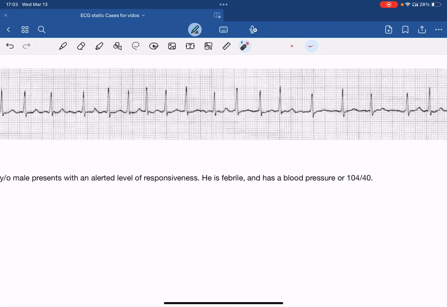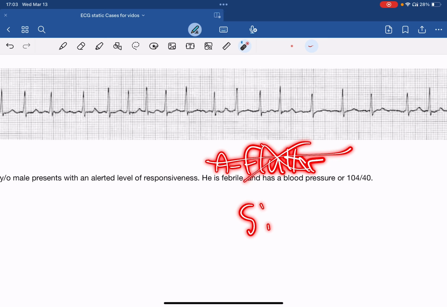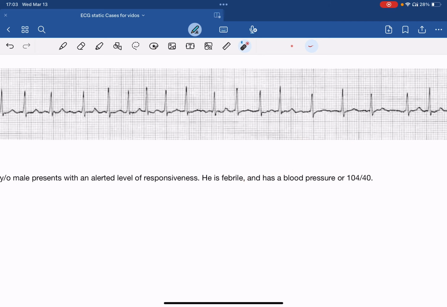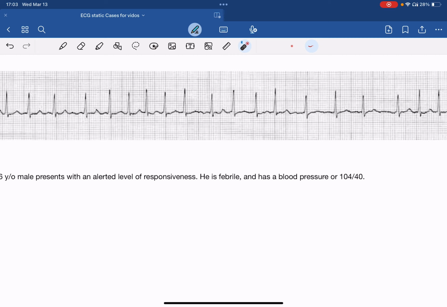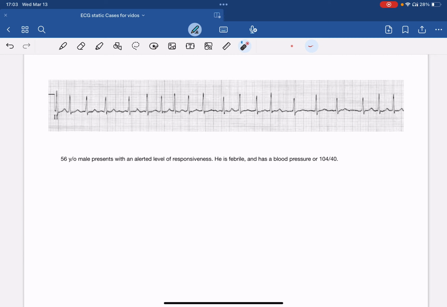Because of the absence of uniform P waves, this means that a flutter is out, as is sinus tachycardia. No sinus tachycardia here. So this means that what we're looking at is atrial fibrillation with a rapid ventricular response.